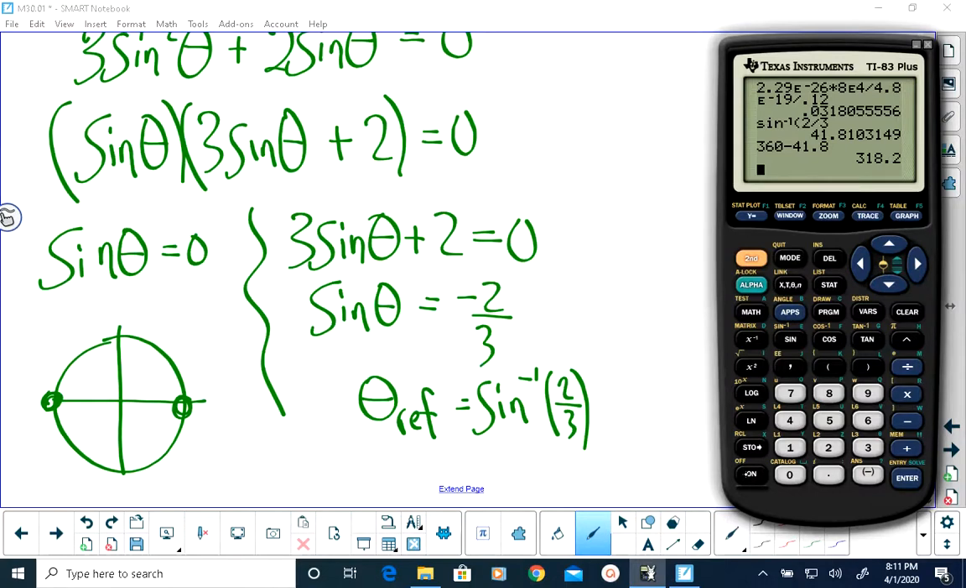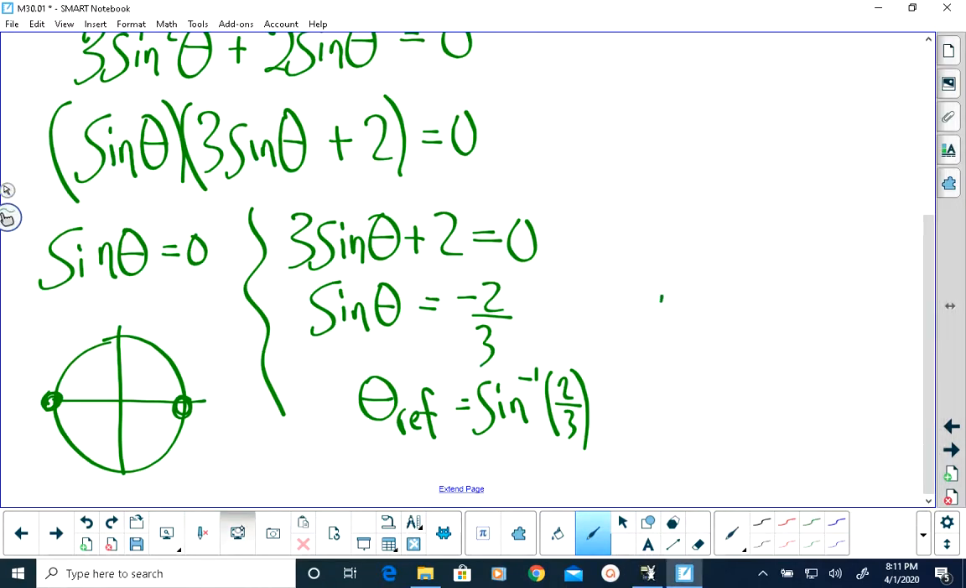And actually, a lot of my work is still up here from the lesson that I already recorded with no audio, but I will show it to you now officially with audio. We go inverse sine of 2/3, and we're going to get 41.8 degrees. I even remember what the angle is. The reference angle is 41.8 degrees.